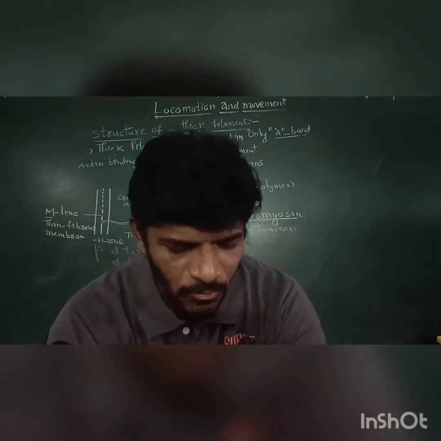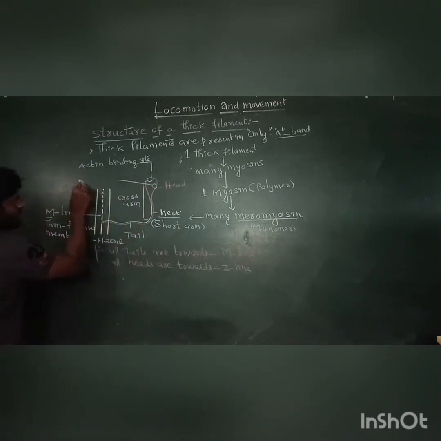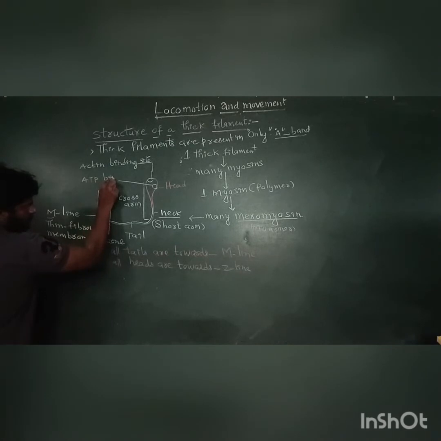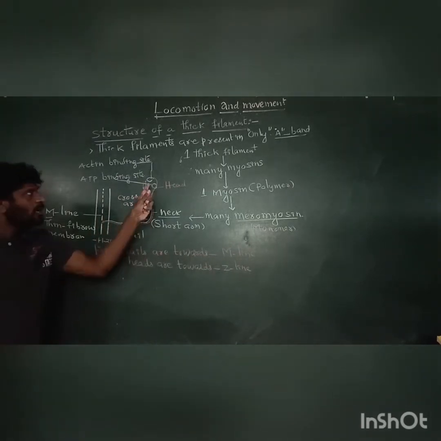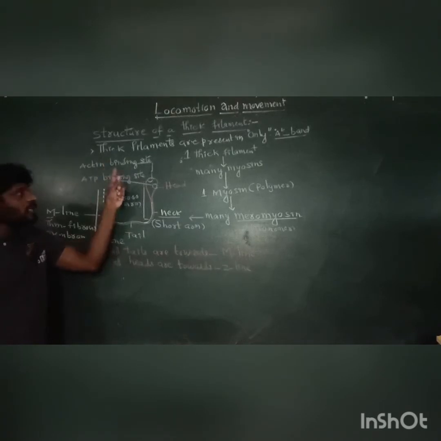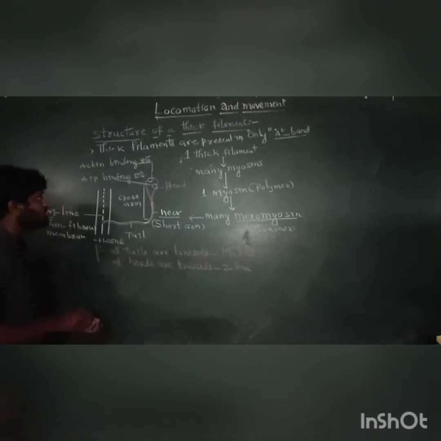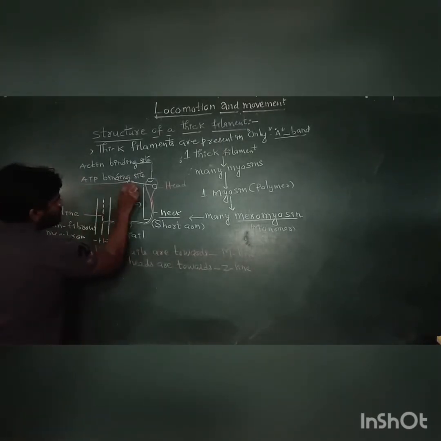I repeat again, the thick filaments are present only in the A band. One thick filament contains many myosins, one myosin many meromyosins, therefore it is a polymer. Each meromyosin contains a neck, a head and a tail, with all heads towards the Z line. The neck is also called the arm, and there are two binding sites: the upper is the actin binding site and the lower is the ATP binding site. This is also the binding site of ATPase, and this is the meromyosin.